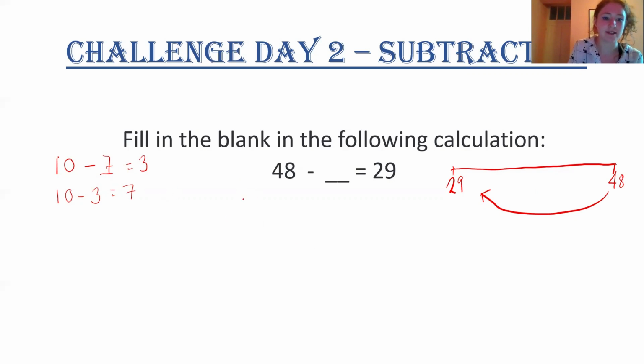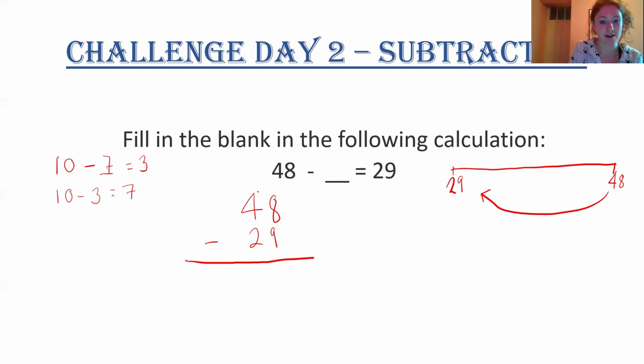So let's do it with 48. Let's try and do 48 minus 29. And you'll see here I'm using our columnar subtraction method. That's going to be the easiest method to use for this question. Here we've got an 8 minus a 9. And we know that we can't do 8 minus 9, right? It's not big enough.